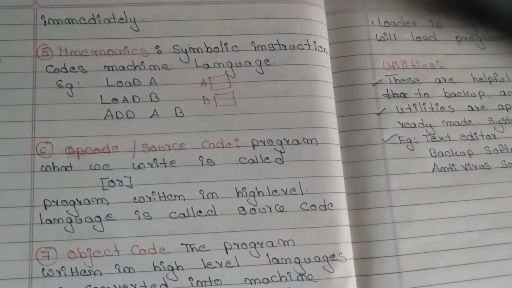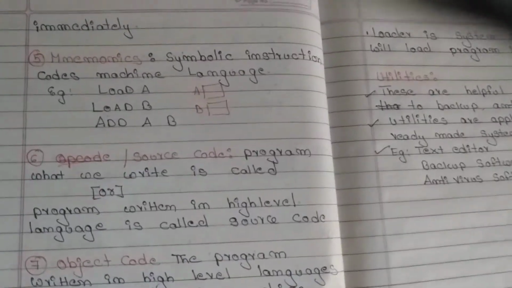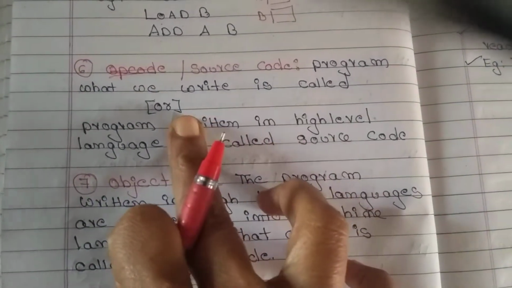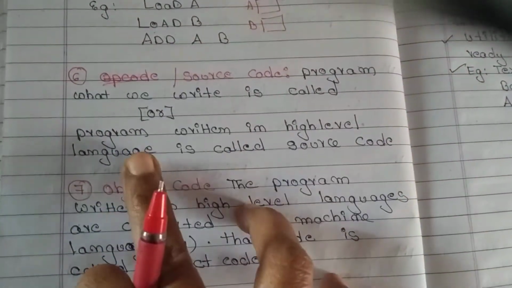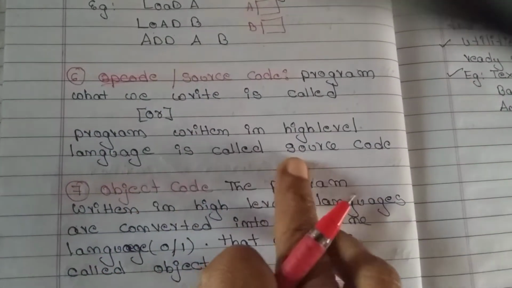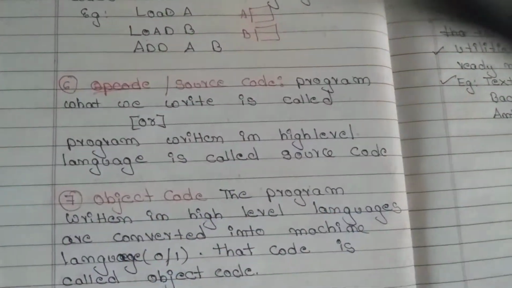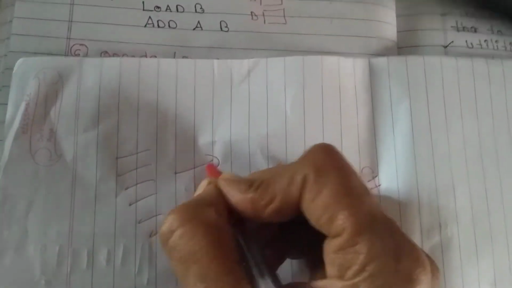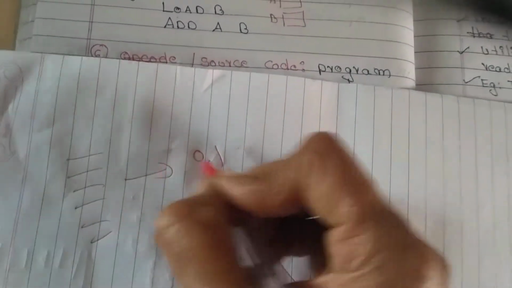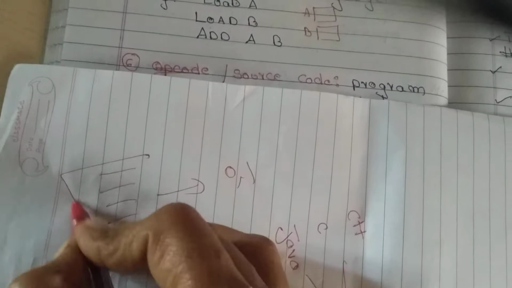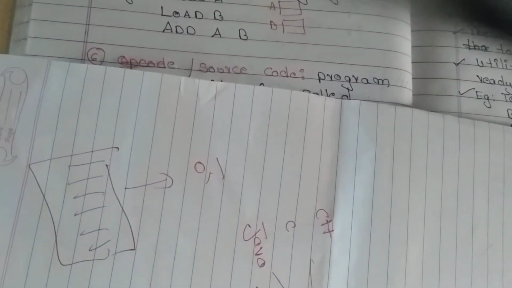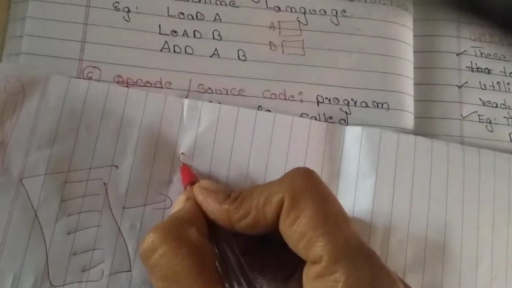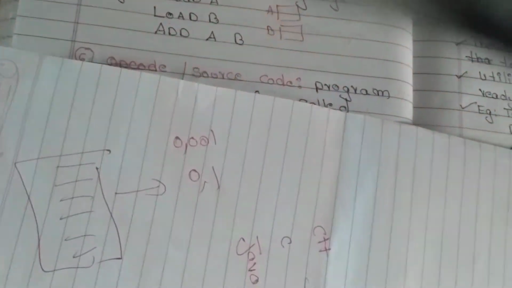What is source code? The program which we write. First lab program I posted for you. The program written in high level language is called source code. Students, very simple. I write a program in C++. That program is converted into machine language. I am writing here in English. You already saw the first lab program. In that English will be there. Whatever I write in English, compiler will convert all those statements in the form of zeros and ones.